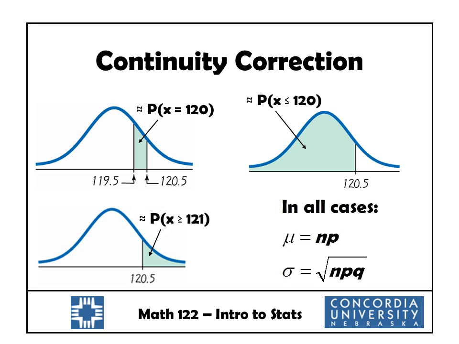And the second example, we found the probability that x was less than or equal to 120, and so we added a half and found the area to the left. Third example, we found the probability that x was greater than or equal to 121, so we subtracted a half and found the area to the right. Now this idea of adding or subtracting a half is what's generically known as a continuity correction. And so you should be able to apply these ideas to approximate binomial probabilities.